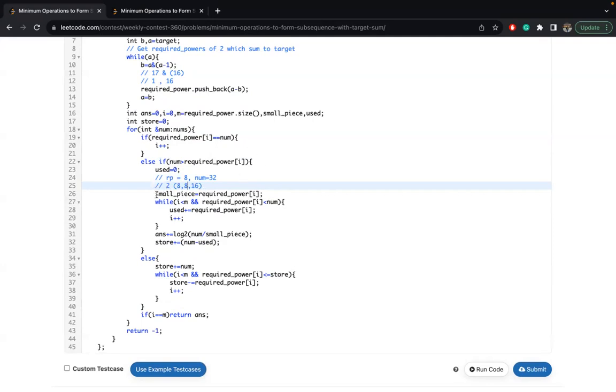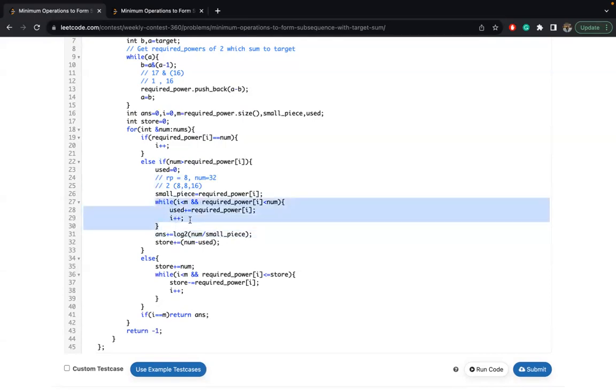So this is the small piece, and you are finding the number of operations. To find the number of operations, you are doing 32 by 8, and that many splits you will be doing. So here you will be doing two splits: 32 splitting into 16 and 16, and 16 splitting into 8 and 8. So this is the difference in powers of 2. The difference in powers of 2 means 32 by 8, and that is 4. To get 4 you are just doing log 2. So there are two operations that you can see.